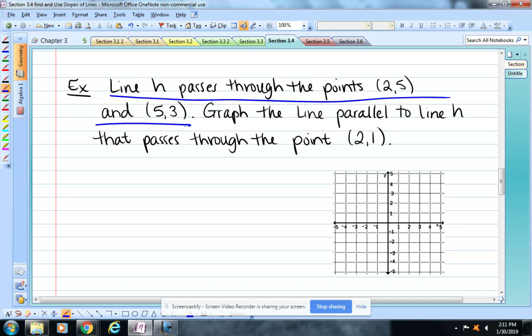Y'all haven't drawn your axis yet, have you? I'll slow down. Go ahead and draw your axis. I copied and pasted mine because I didn't want to write on graph paper. Mine are just 5 by 5. I didn't pick any points with a value greater than 5, so everything's within 5 and negative 5.